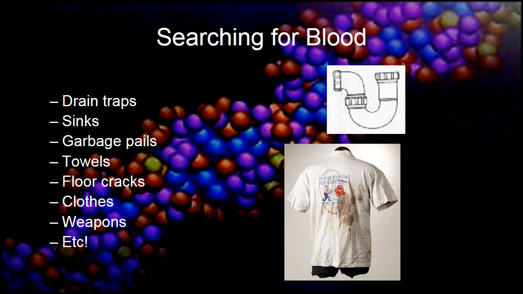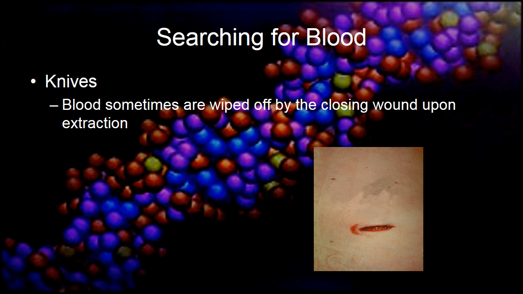Places you might find blood include the areas where you wouldn't see with the naked eye, perhaps, like drain traps. If you've ever worked on plumbing, you know what a drain trap is. It is the area that catches the water prior to dumping it into the sewer lines. And you'll often find blood in those drain traps, sinks, garbage pails, and towels that they used as they cleaned themselves off. Obviously, clothes and weapons, and as we talked about, where gravity takes it into cracks.